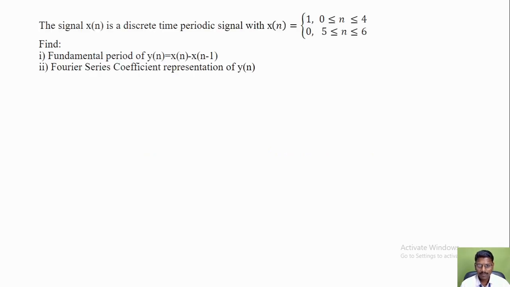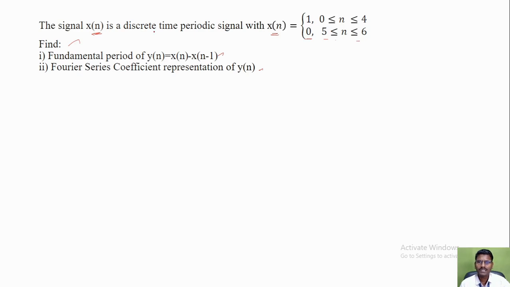The problem is: the signal x of n is a discrete time periodic signal with x of n equal to 1 for 0 less than or equal to n less than or equal to 4, and 0 for 5 less than or equal to n less than or equal to 6. So this is the given signal. And we need to find the fundamental period of y of n equal to x of n minus x of n minus 1. This is the first question, and the second question is we need to find the Fourier series coefficient of y of n.